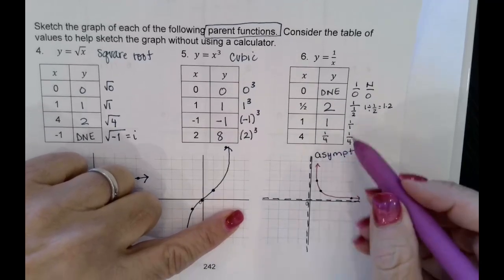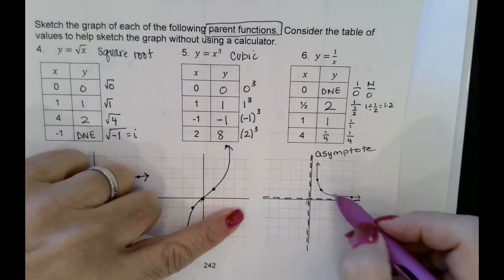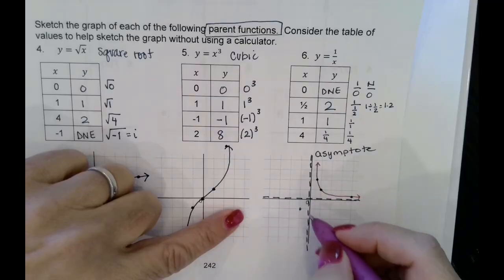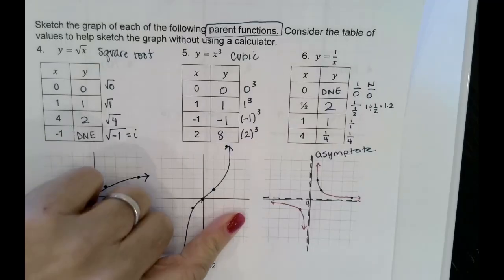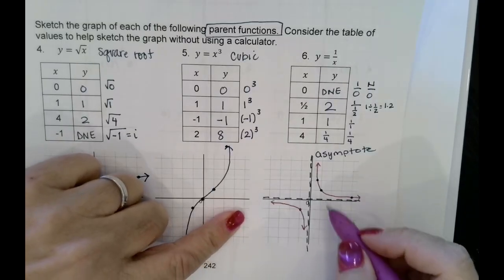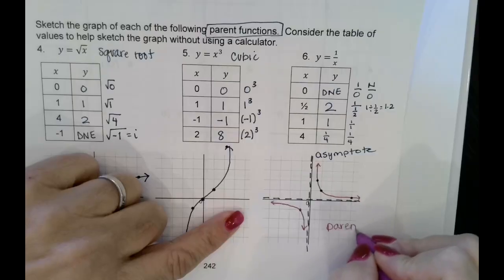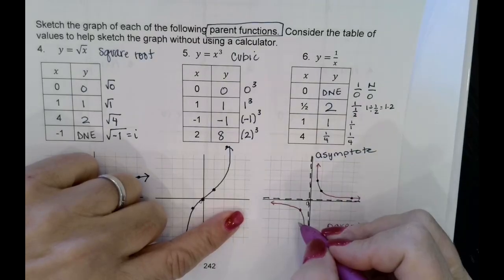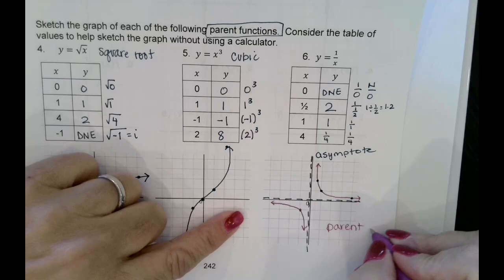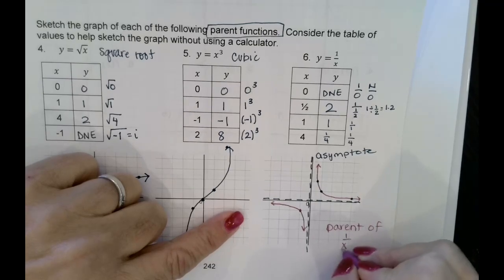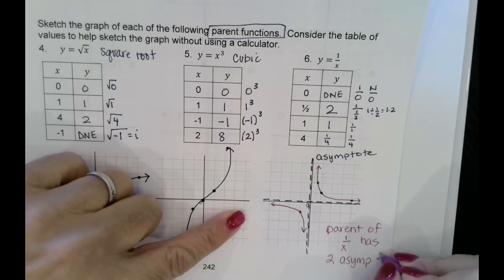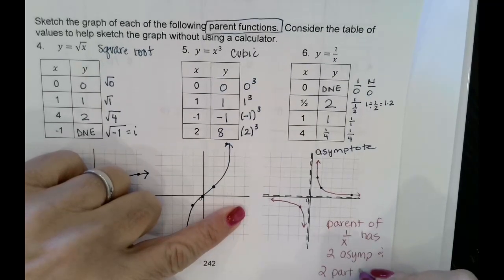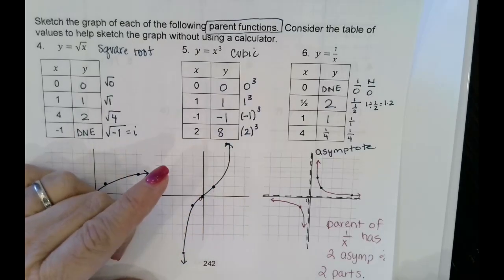Now, here's the thing. This table's not big enough, but whatever happens in this quadrant is modeled down here in this quadrant. So I end up having something that looks like this. So this is my parent function, and I have to have this part, and I have to have this part. So the parent function of 1 over x has 2 asymptotes and 2 parts. Okay, let's keep going.